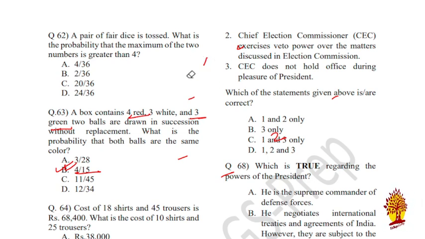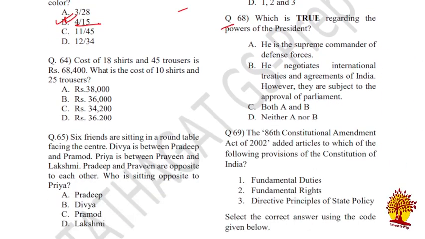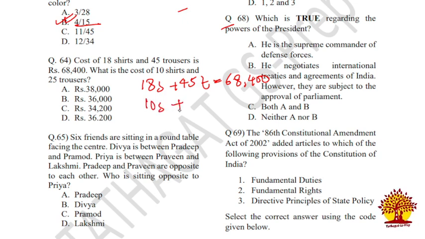Here, a very simple one. You can solve it if you write the correct equation according to the given question. 18 shirts plus 45 trousers is equal to 68,400. Then what will be the cost of 10 shirts plus 25 trousers? Okay, what is the cost they have asked? Here what you can do is consider it as x. Then divide this second equation by 5.